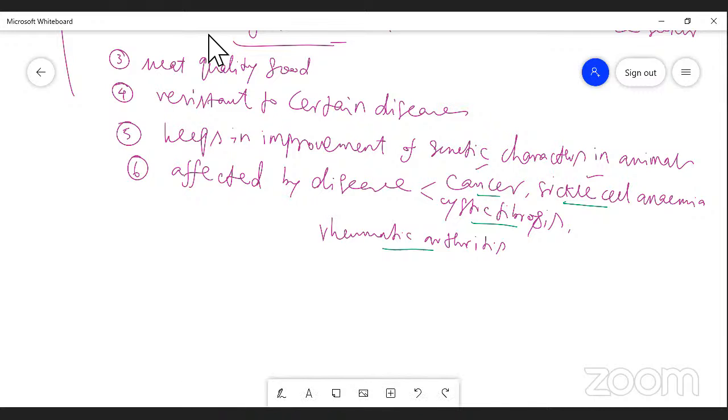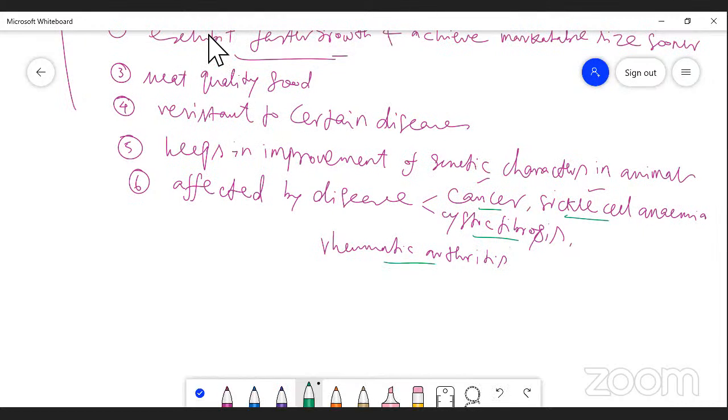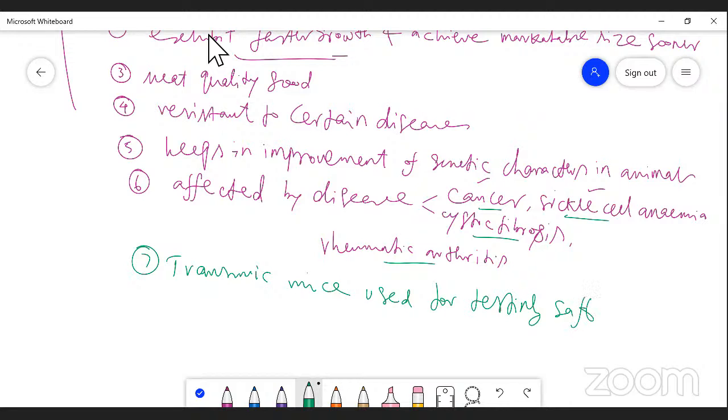Transgenic mice. The mice which are produced by the method of transgenesis are used for testing the safety of vaccines.